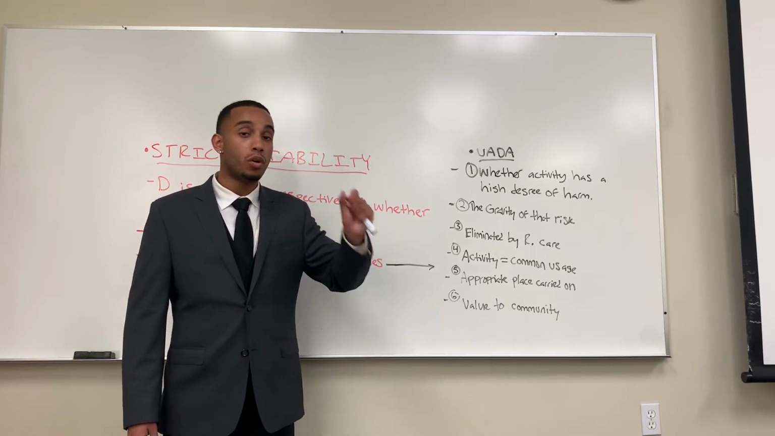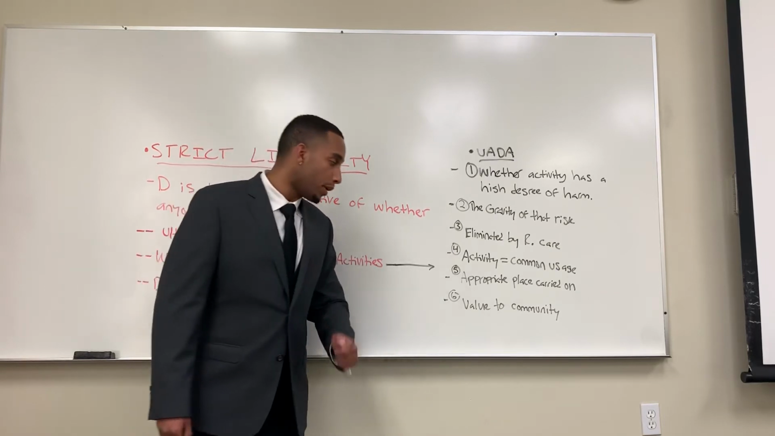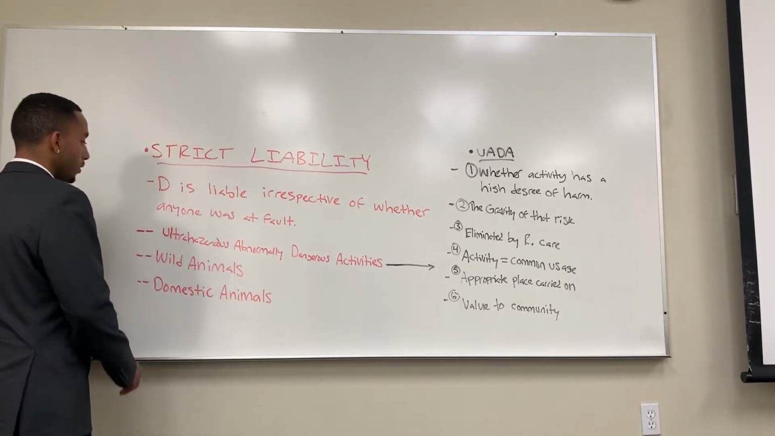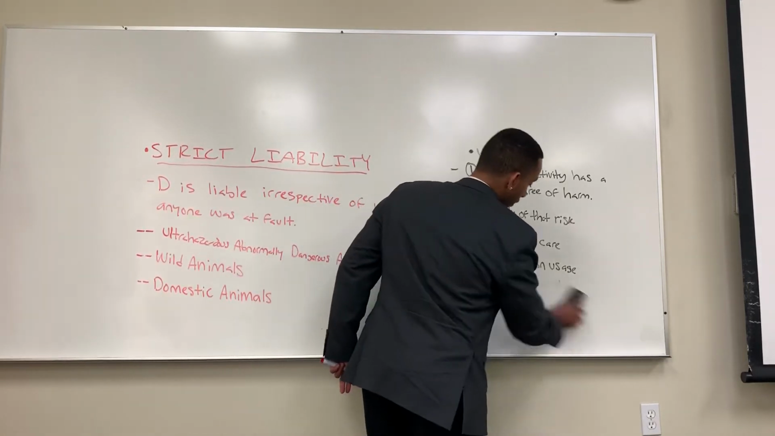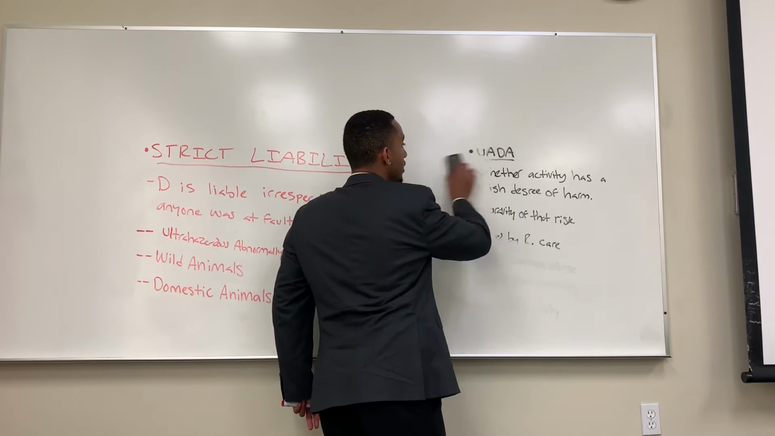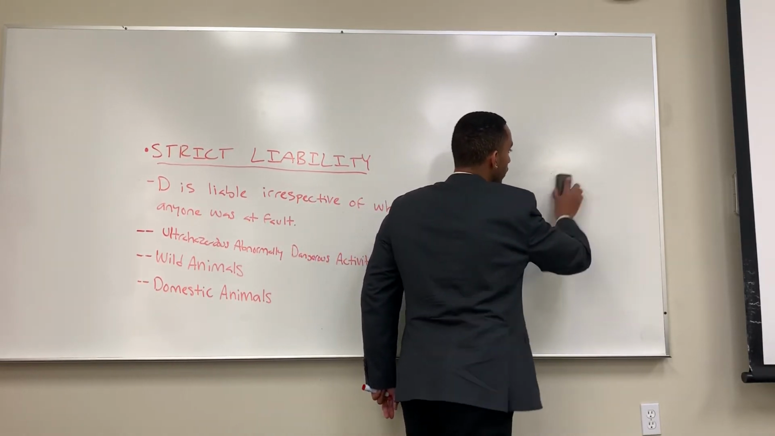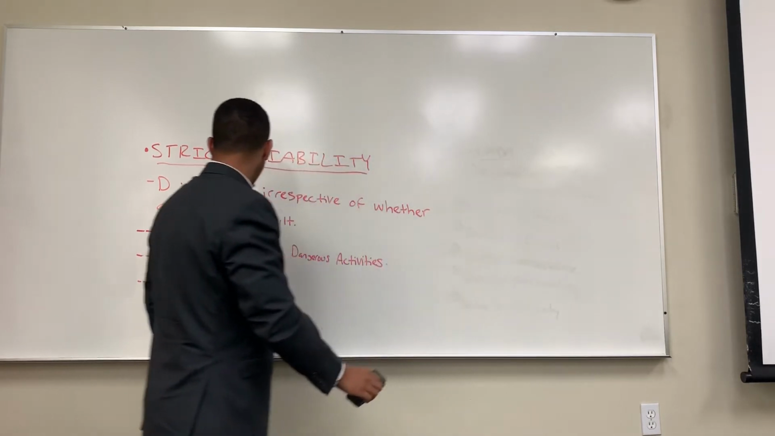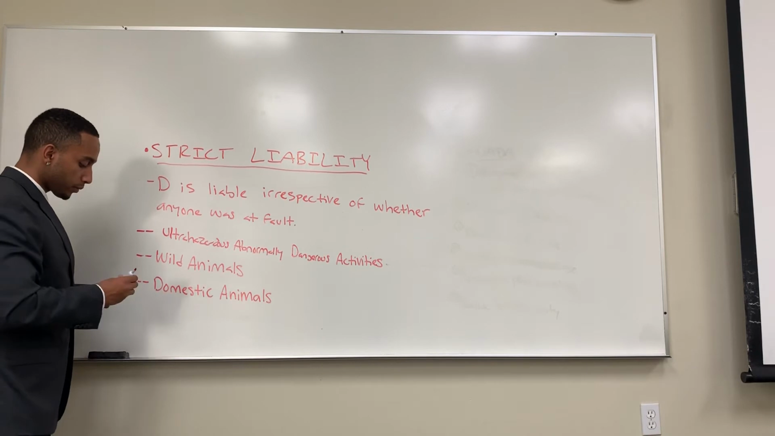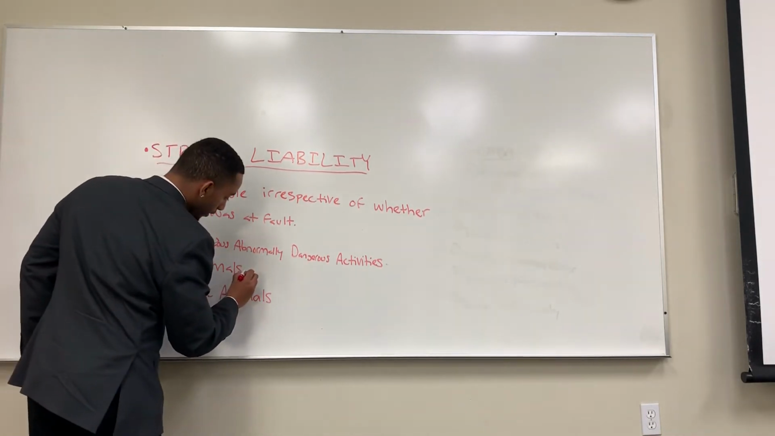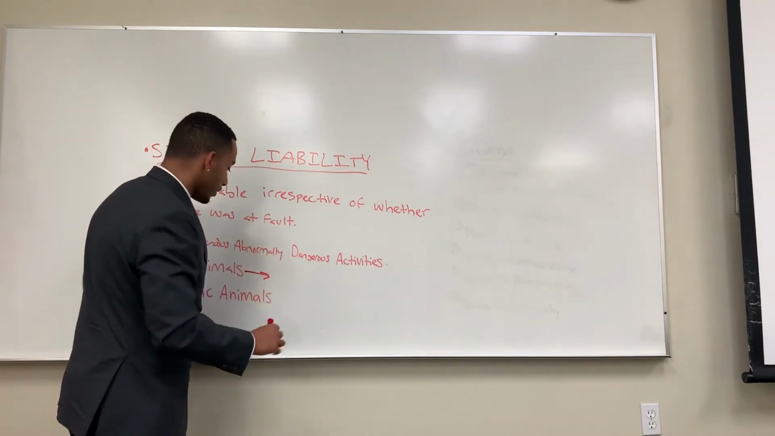Let's get into wild animals and domestic animals. I'm going to erase everything up here. Let's focus on the type of injury that could occur when the defendant has a wild animal or a domestic animal. There are 2 different situations. With wild animals, what's important is the dangerous characteristics of that animal. I'm going to write that down.